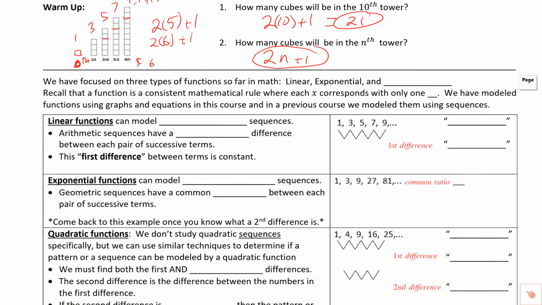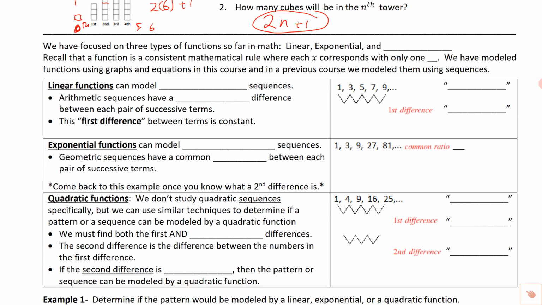But we're going to come down here and we're going to talk about the same type of thing in a little bit different way. So we focused on 3 different types of functions so far in the courses that we're teaching here.